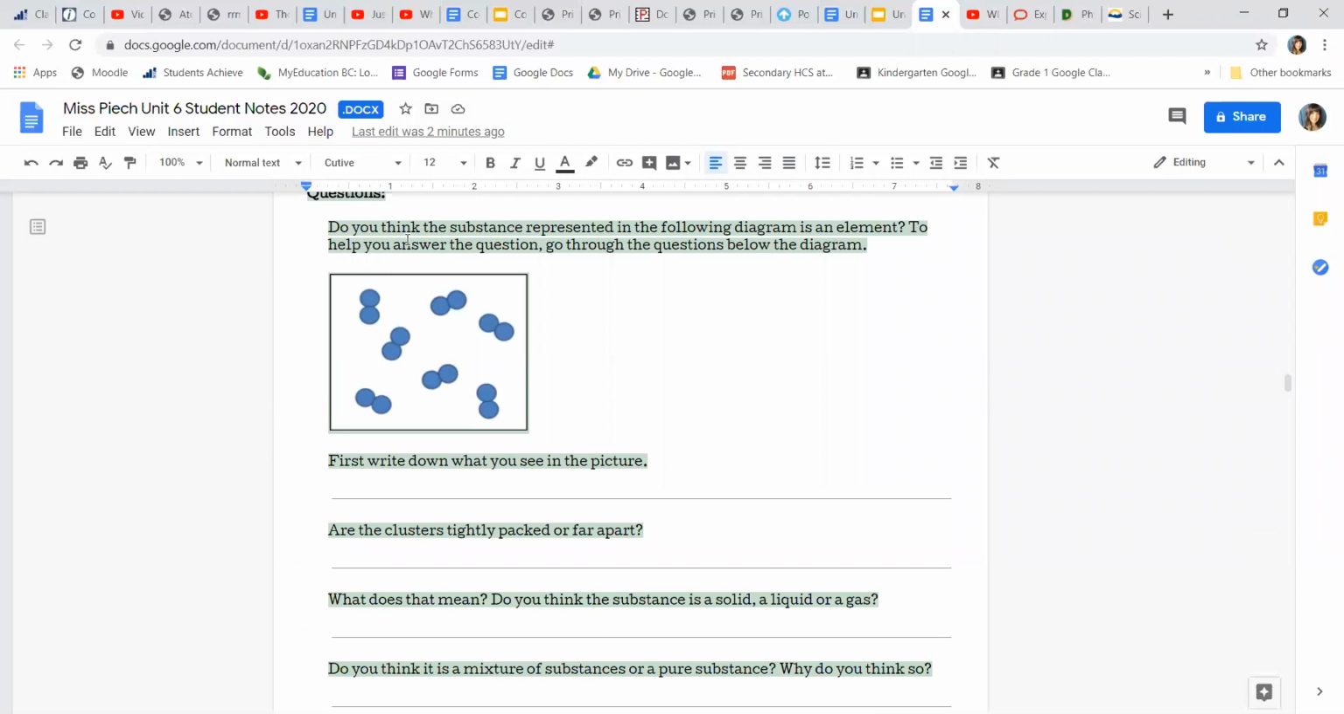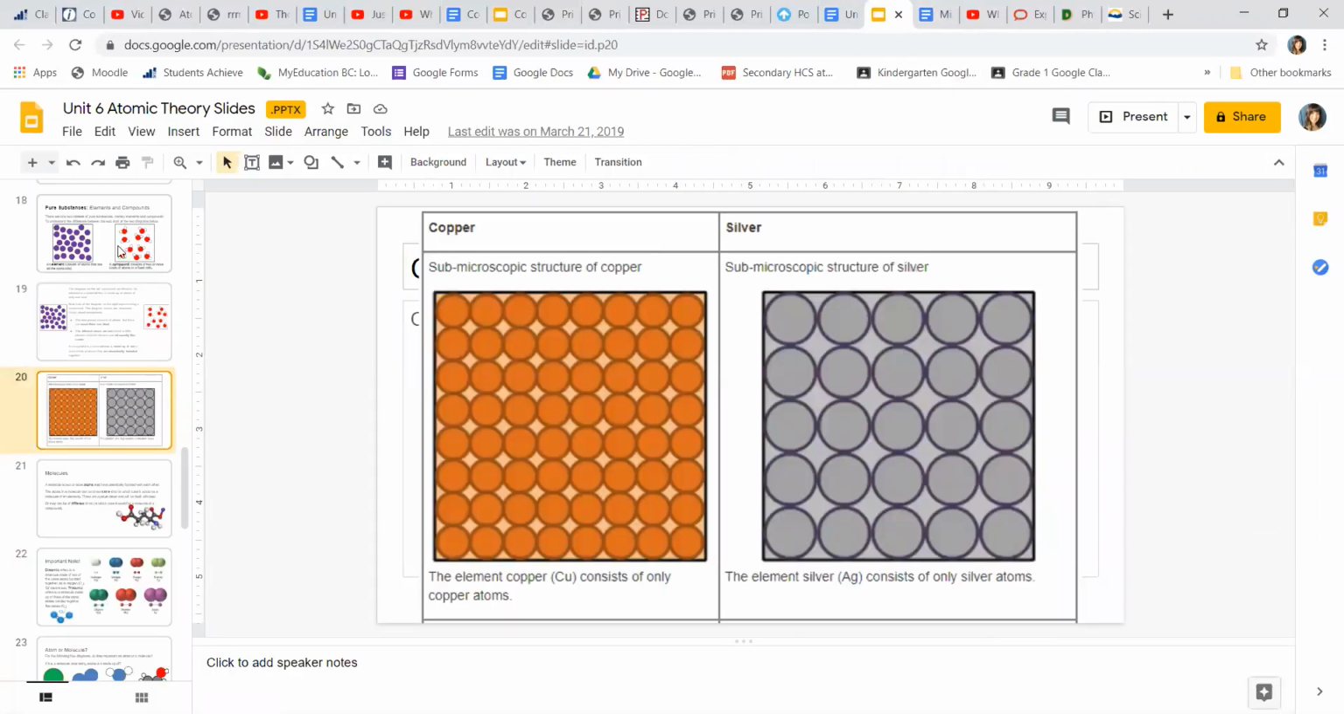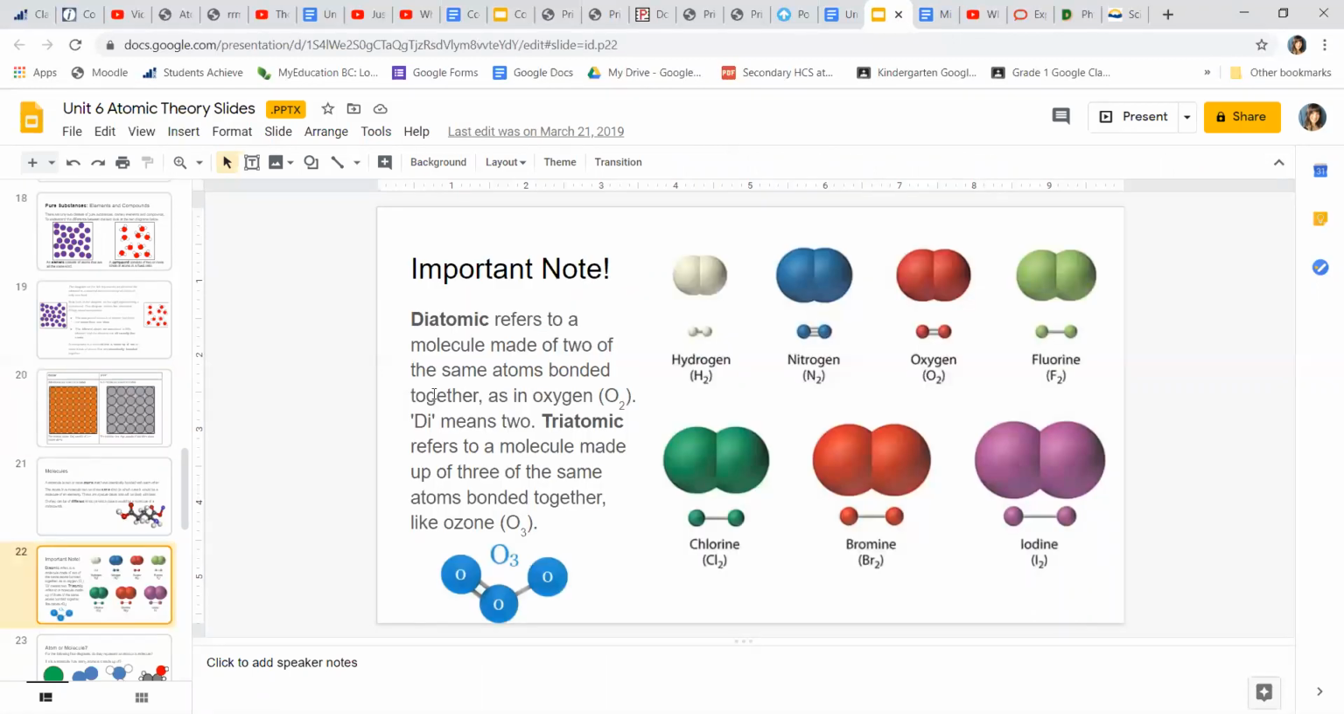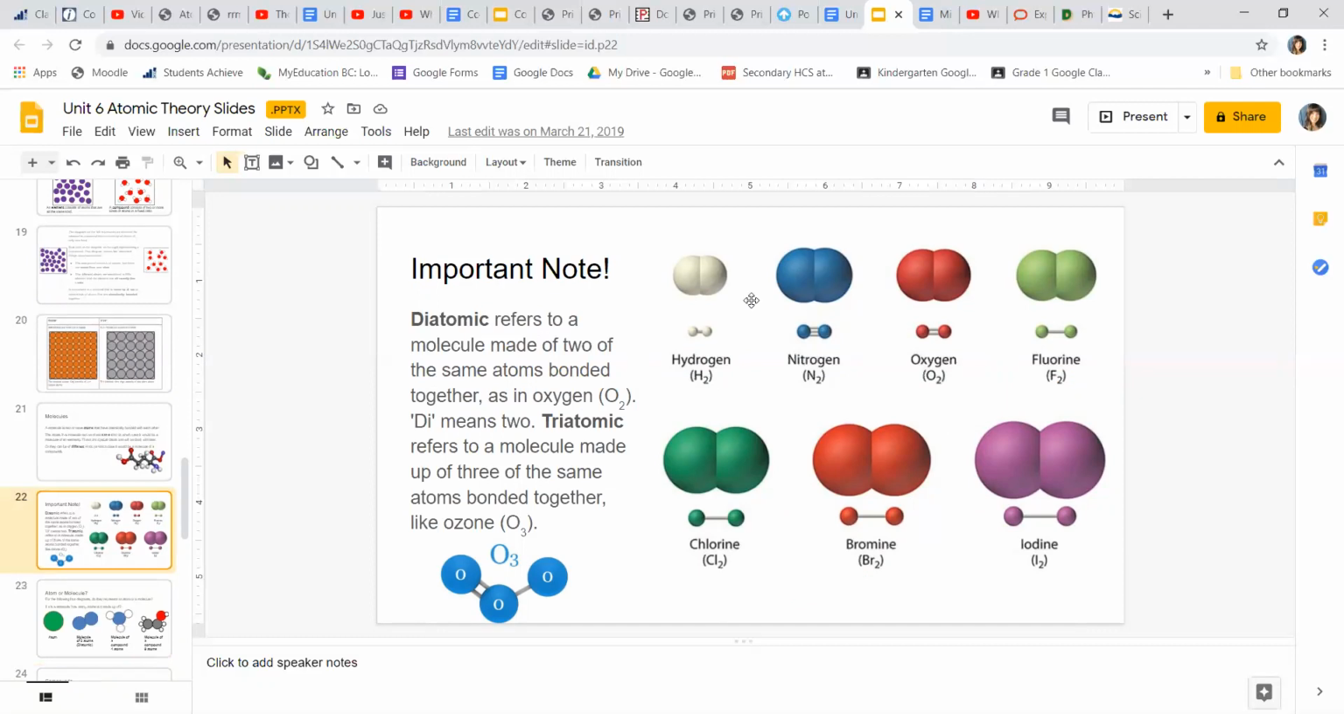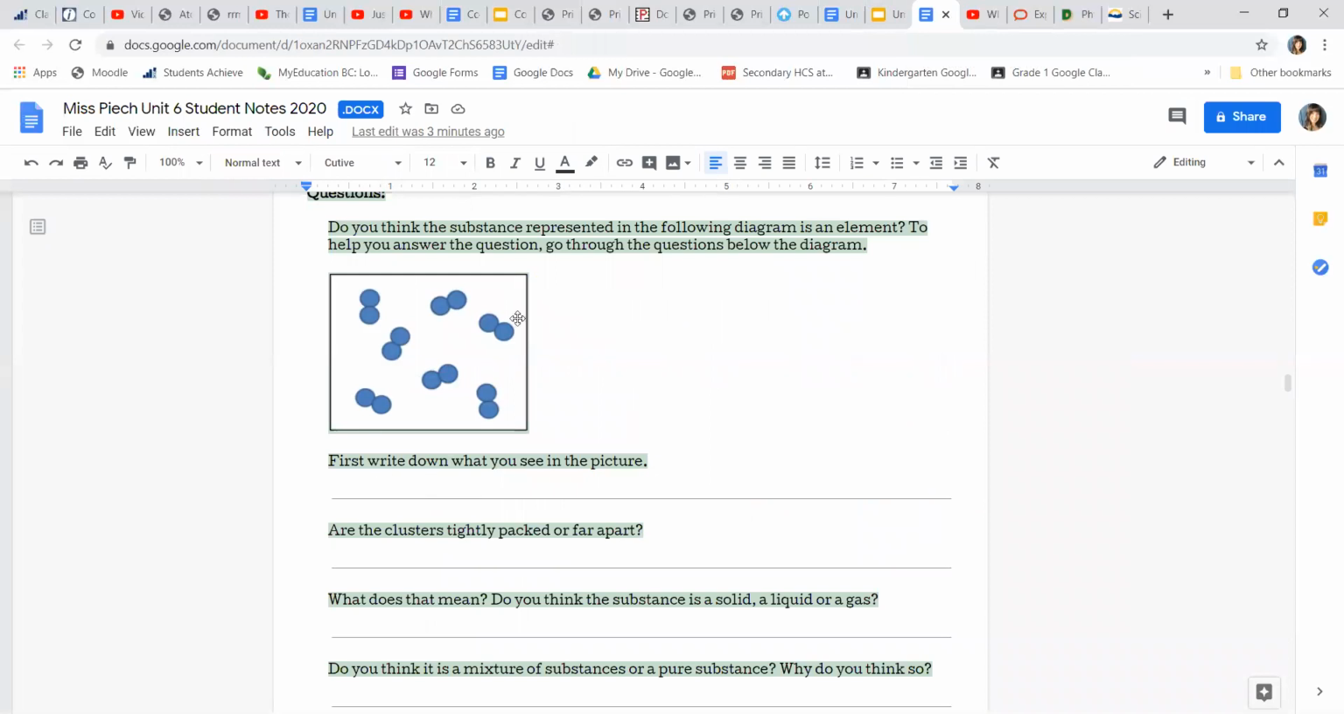And also keeping in mind, I think it was over here. Oh, here we go. When we're looking at diatomic and triatomic molecules, you see 2 of the same atom bound together as a diatomic molecule. And so looking at this one here, what do you see? Describe it. Do you see different kinds of atoms or just one type of atom?